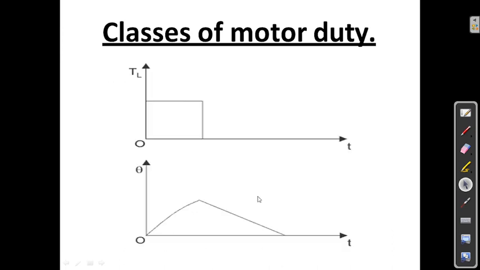This is the curve for that short time motor duty. You can see here the load torque is high and then it goes down to 0, because this is the running time. Then it will be 0. As well, you can see here theta will increase slightly, then it will decrease. This decreasing time is called the motor off state. This is the short time duty of that motor.